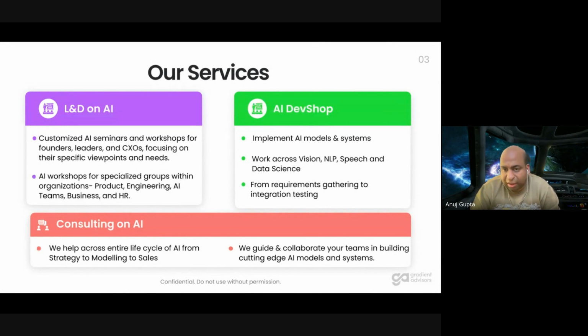The second arm of the business is the dev shop. This is where a lot of organizations come to us and ask very specific help on helping them develop models and systems. We work across vision, NLP, speech, data science, right? We work from requirements gathering until integration. The third arm is where we consult with organizations on a long-term basis. These are typically organizations which are AI first, so they want to build the entire capability in-house. And this is where we work with them on a long-term basis, 2 years, 3 years, 5 years, helping them develop the entire muscle end to end, right from, like I said, strategy, vision until sales, right? And we guide their teams to build AI systems and start impacting their bottom line and top line.